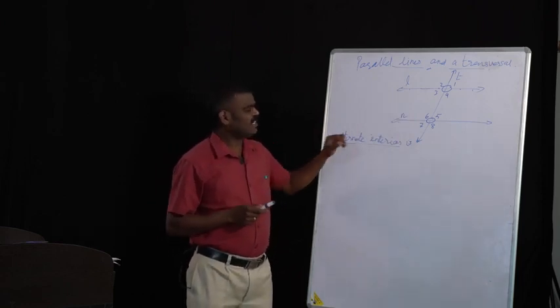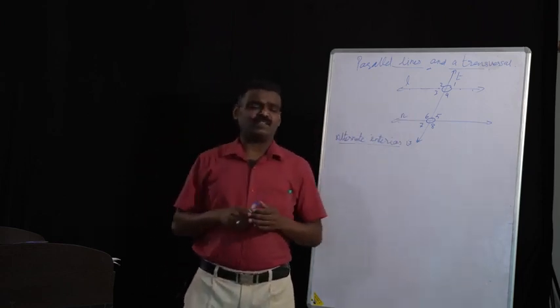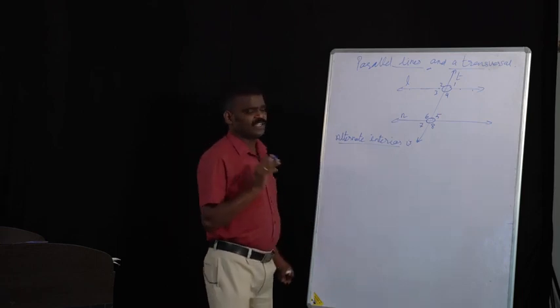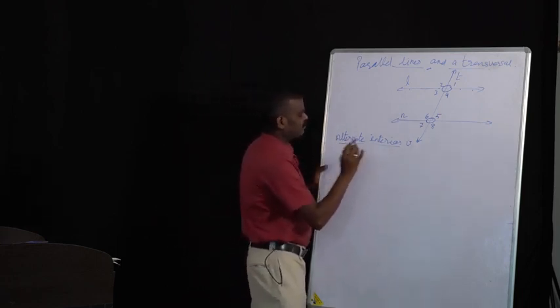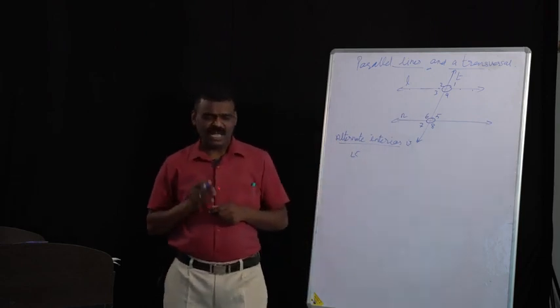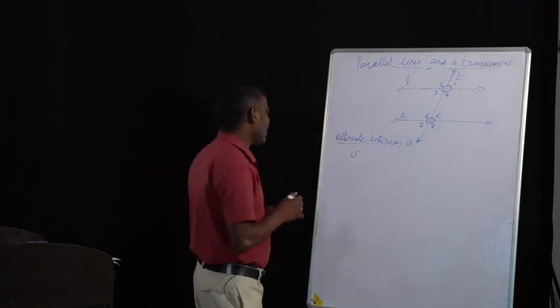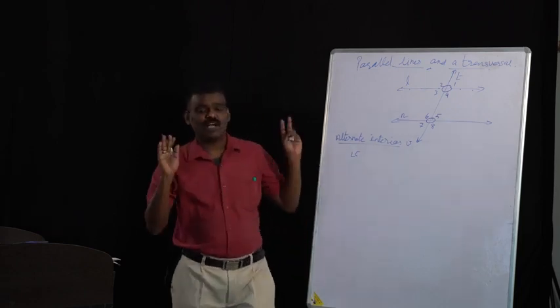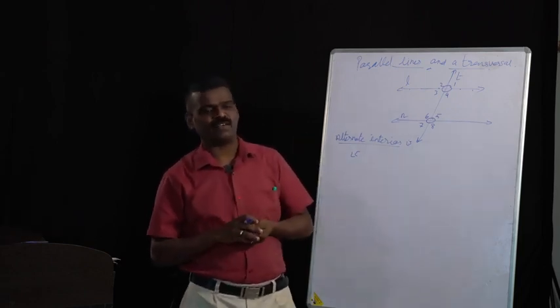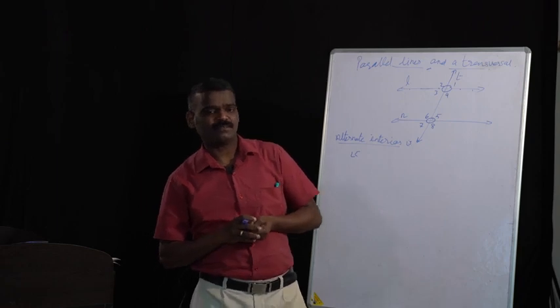Now, alternate means what? One after the other. Alternate angles means one after the other, inside. Now, angle 5. Alternate to angle 5, can you see angle 6? I am telling you angle 5 and 6 are alternate interior angles. Is it correct? Think yourself.